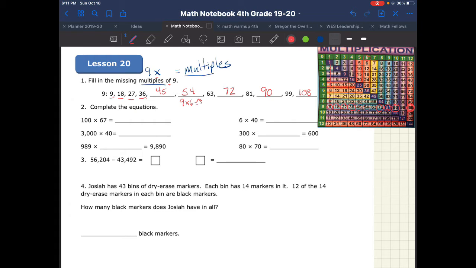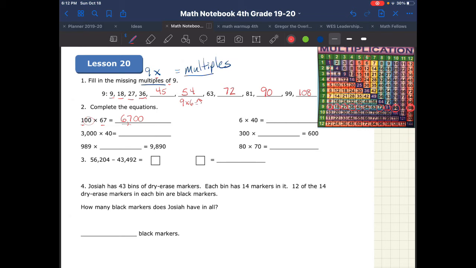Okay, now we're going to complete the equations. 100 times 67. Now you don't need the area model or any fancy formula. All you need is to know some patterns here. So this means we have 100 groups of 67 or 67 groups of 100. So 67 hundreds, we actually say the answer, 67 hundreds or 6,700. You can also think of this as 1 times 67 is 67, and then place those two zeros.